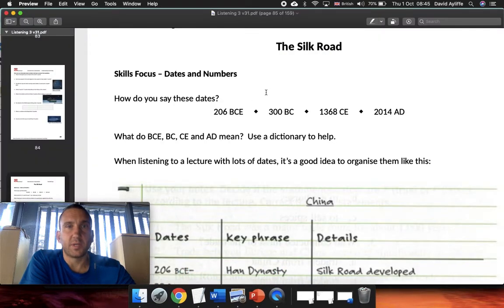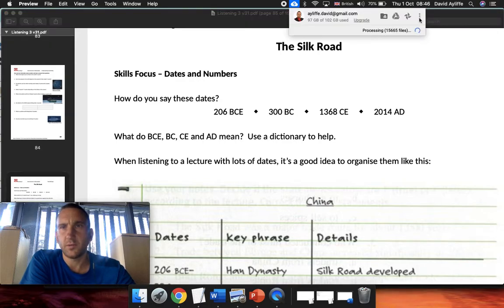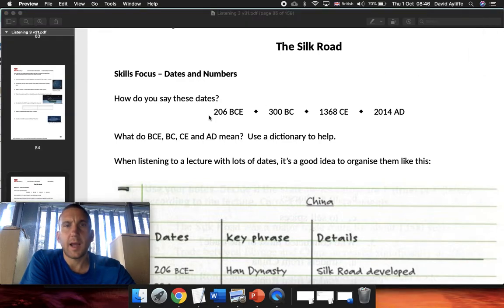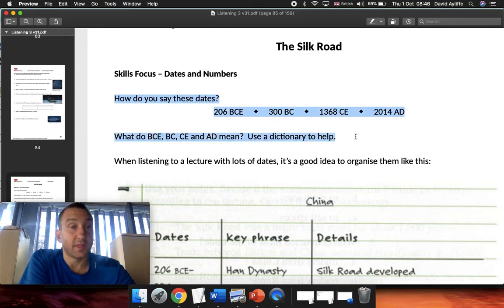Right, okay, so the Silk Road. Yeah, so a bit of a skills focus first. How do you say these dates? So you can think about this yourself. How do you say these dates? Yeah. What do BCE, BCE, and AD mean? And you can use your dictionary to help you. So if you want to have a go at doing this by yourself, come back and we'll talk about it, or I'll talk about it.